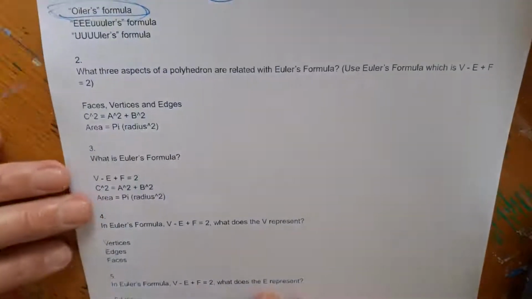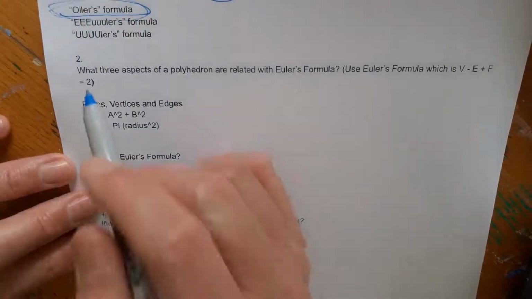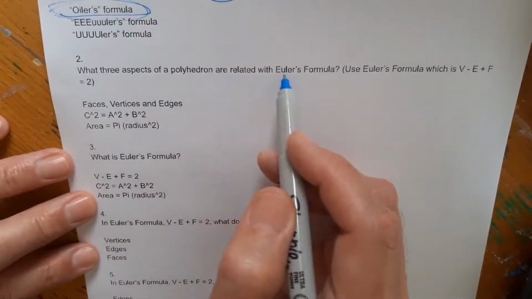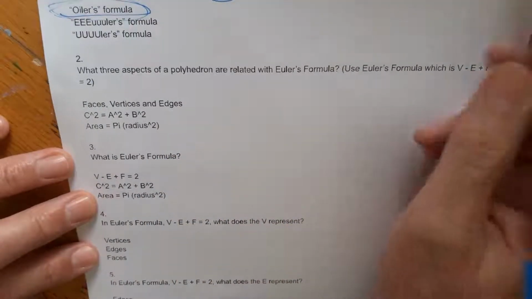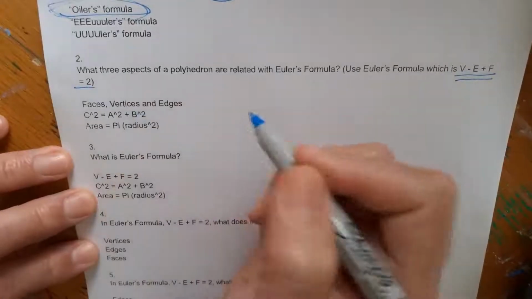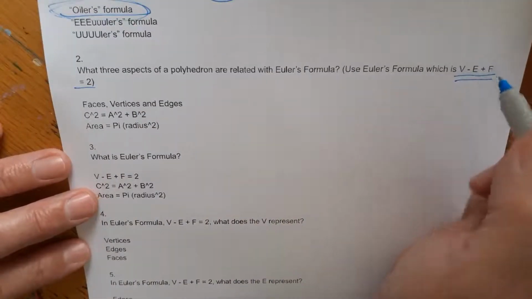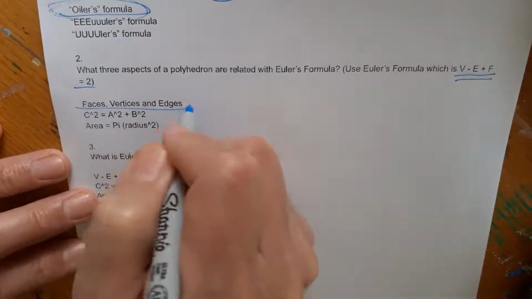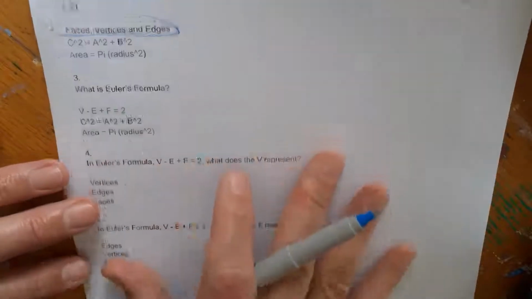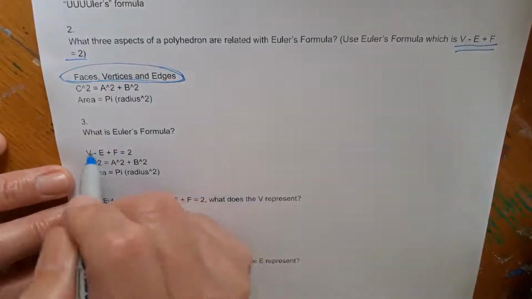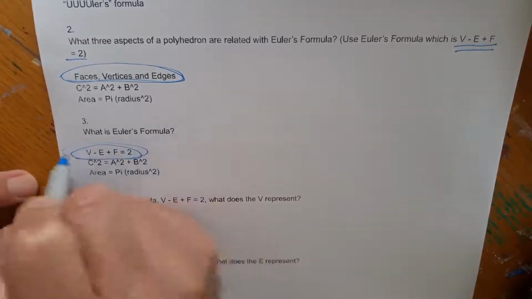Number 2. What three aspects of a polyhedron are related with Euler's formula? Use Euler's formula. They give us the formula. So V is for vertices, E is for edges, and F is for faces. So faces, vertices, edges. What is Euler's formula? Well, let's just take it from here. V minus E plus F equals 2.